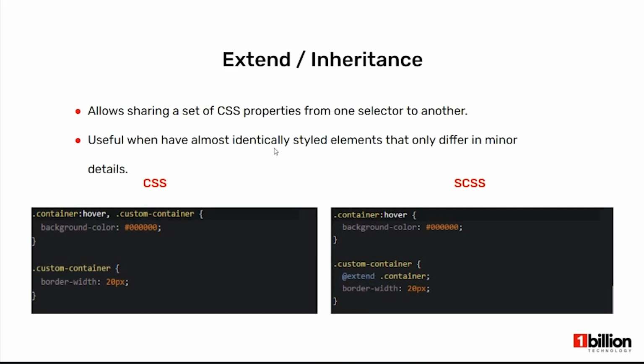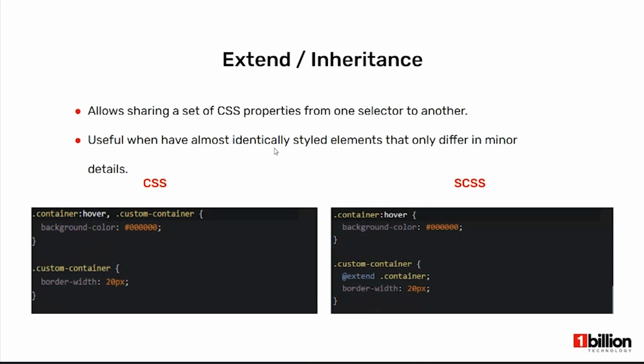So the customer container class should contain all the properties defined in the container class with an additional property called border width. In SASS, we can easily extend the properties, define the container to customer container using the @extend rule as shown in the example. But in conventional CSS, we have to repeat the required properties in each class.